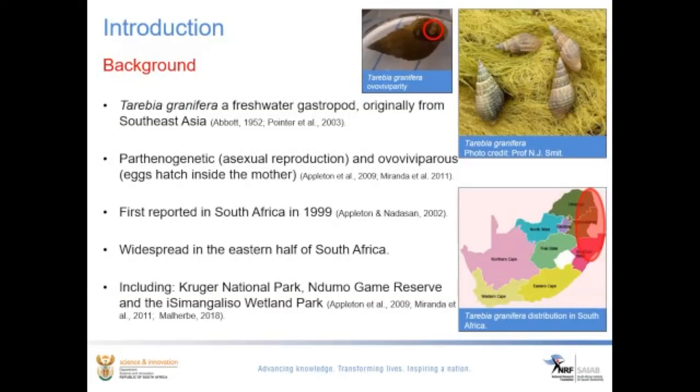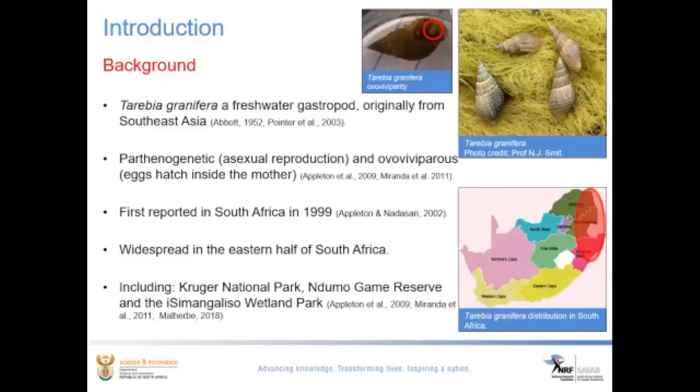Terebia granifera, a freshwater gastropod originally from Southeast Asia, has become invasive in North and South America as well as Africa. Terebia are parthenogenetic, ovoviviparous, and can give birth to one juvenile every 12 hours. The snail was first reported in South Africa in 1999 and since became widespread in the subtropical rivers and estuaries in the eastern parts of Southern Africa.